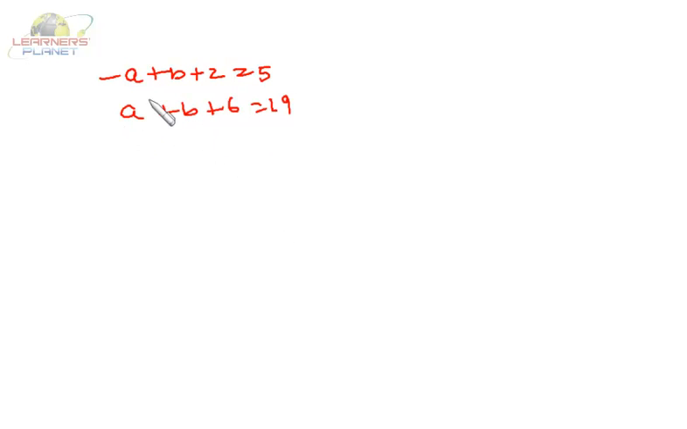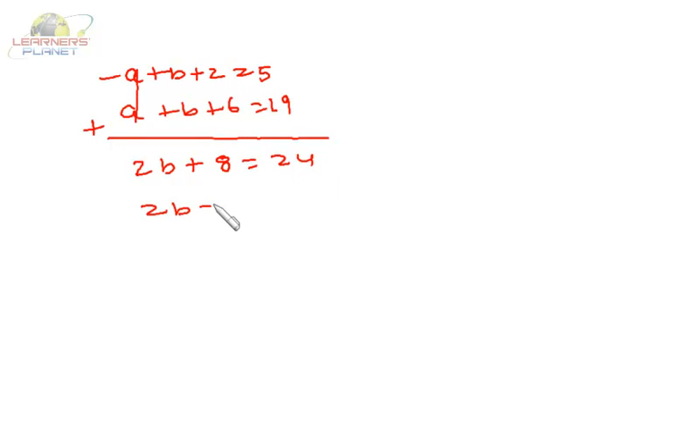First of all, let's add both of them. So minus a and a will get cancelled. B plus b is 2b plus 2 plus 6 is 8 is equal to 19 plus 5, that is 24. So 2b is equal to 24 minus 8, that is 16, and b is equal to 16 by 2, that is 8. Now put the value of b in any of the equation and get the value of a.